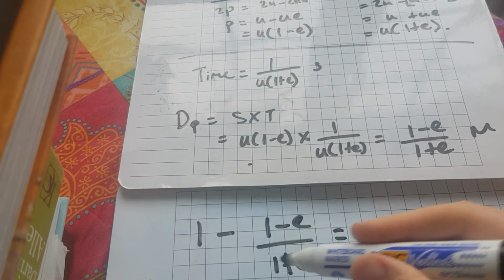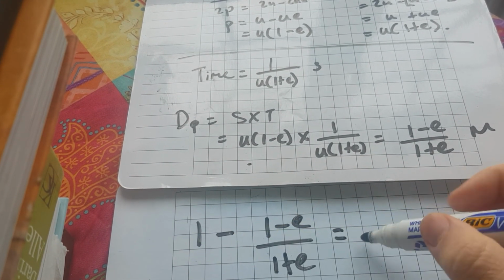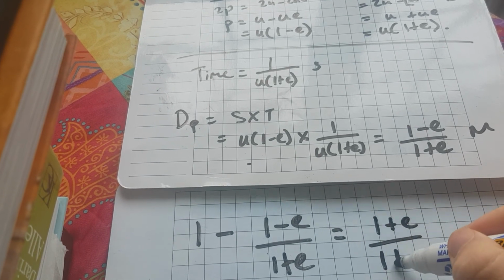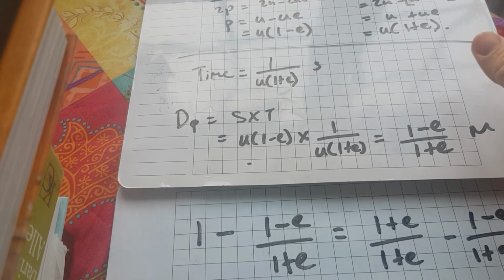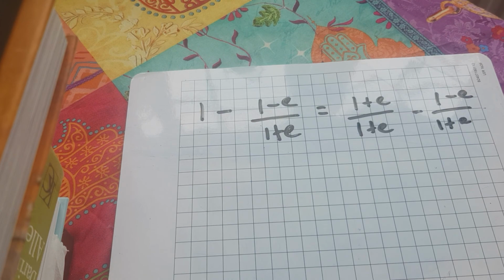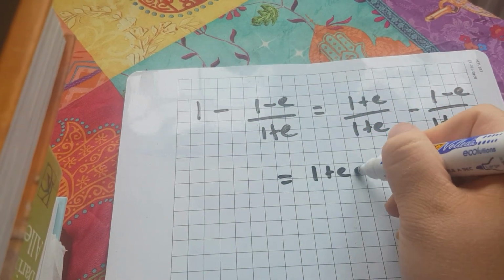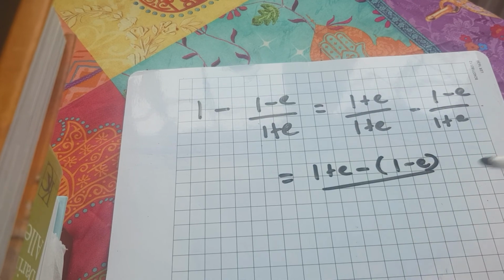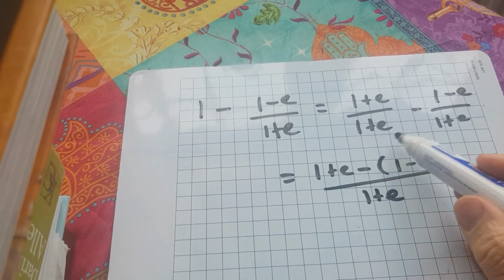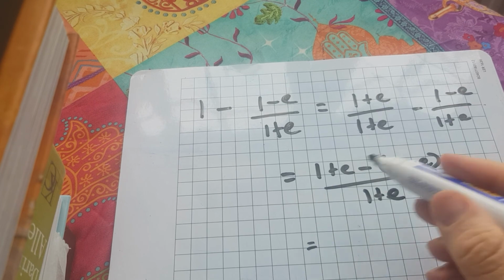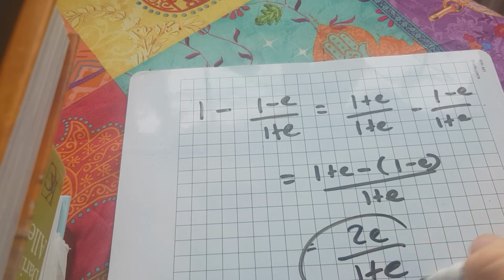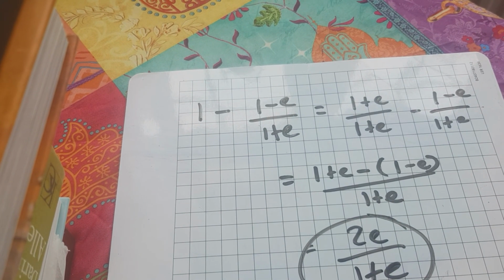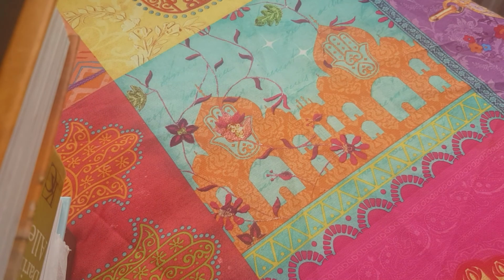Now, how do I take this apart? I'm going to turn 1 into 1 plus e over 1 plus e. So that becomes 1 plus e minus 1 minus e over 1 plus e, because it's just adding fractions with the same denominator. 1 minus 1 is 0, and e plus e is 2e over 1 plus e, as asked. Okay, like I said at the beginning, 18 part 3, we're going to use relative velocity, so you don't need to worry about that.